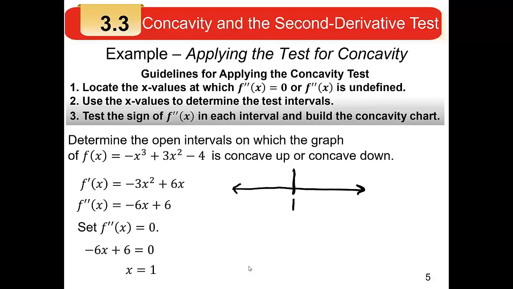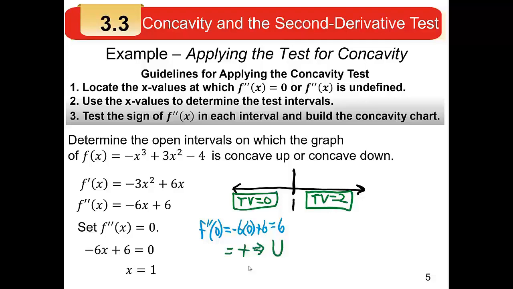So what do you do? You take a test value to the left of 1, say maybe 0. Take a test value to the right of 1, say maybe 2. How do you test them? Remember, we're testing for concavity. That's a test involving the second derivative. So you take each of those test values and plug them into the second derivative, not the first derivative. The first derivative tells you about increasing, decreasing. Here we're thinking about concavity. So if you take the test value 0, plug it into the second derivative, you get 6.